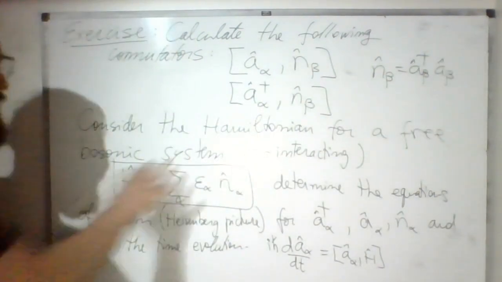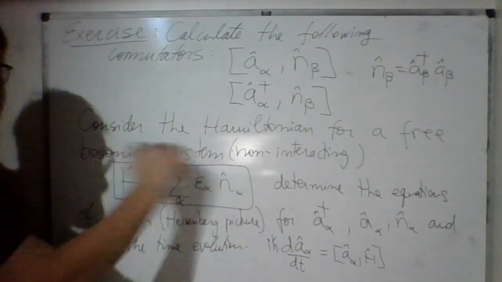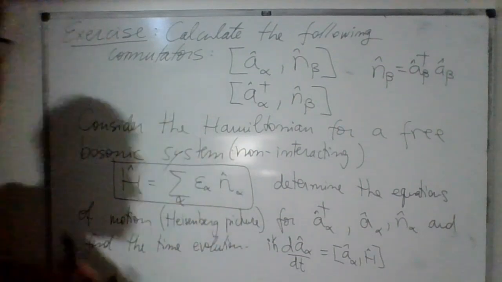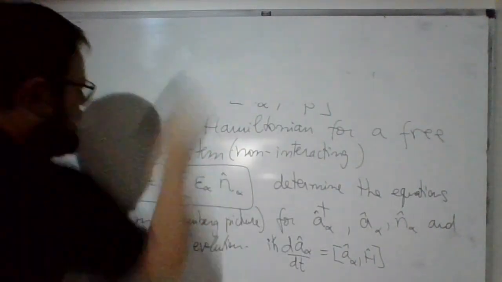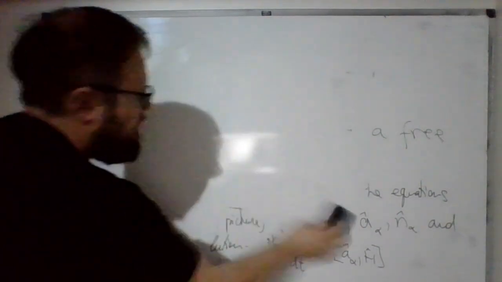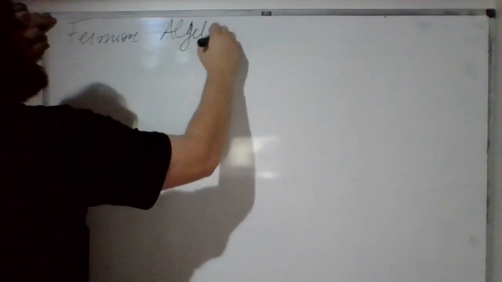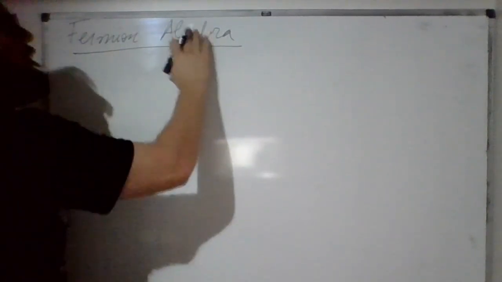But now I need you to do that. Consider the Hamiltonian of a free bosonic system and calculate that, all right? Well, for bosons, that's it. For fermions, we can do the same steps. So, fermion algebra.